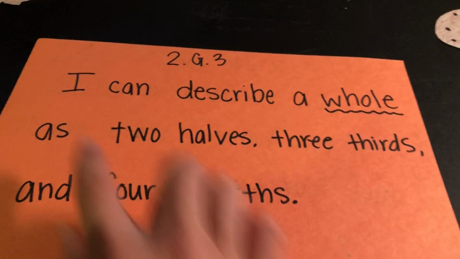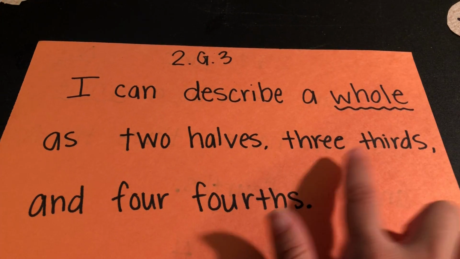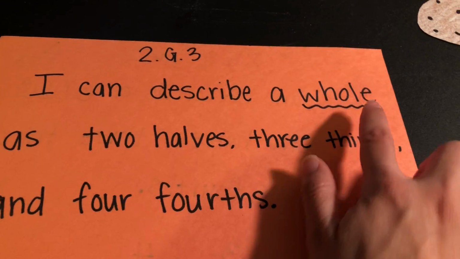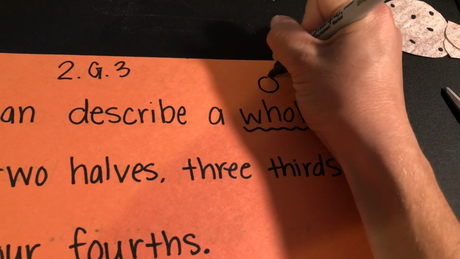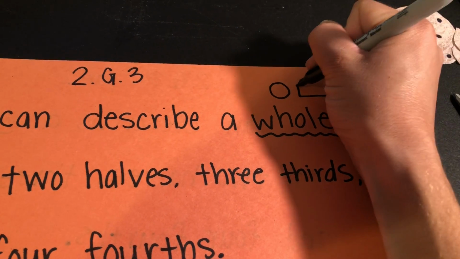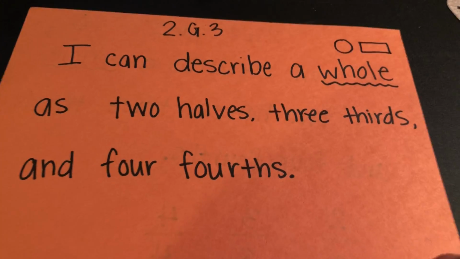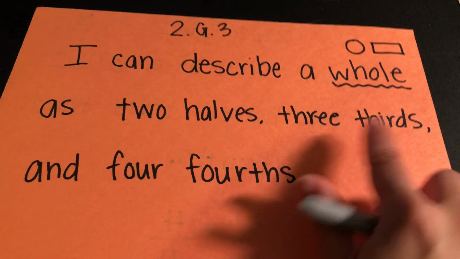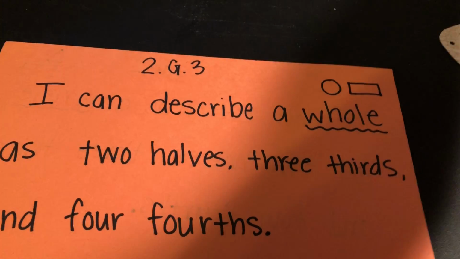Here's today's goal. I can describe a whole as 2 halves, 3 thirds, and 4 fourths. A whole could mean a whole circle, a whole rectangle, maybe even a whole cookie. And we're splitting it into halves, thirds, and fourths, just like last week. Let's start by drawing some.